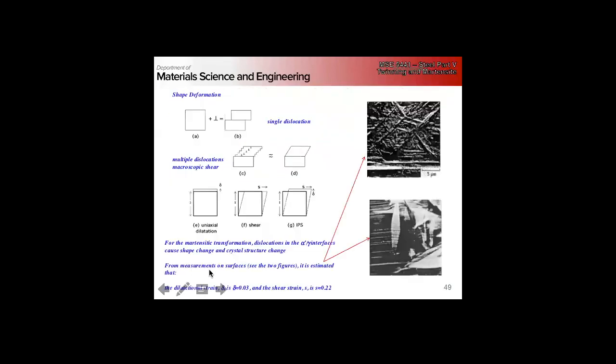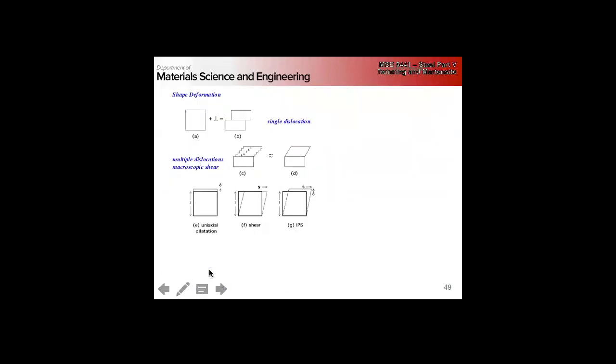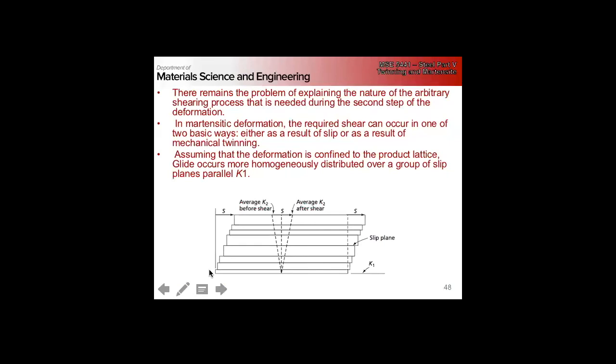All right, and then we talked about two different ways of accommodating the required shear. You can either have slipped martensite, just like a deck of cards, right? If you slip an average amount on each card, you're going to get a macroscopic shear. That's what you want. When do we typically observe slip martensite? Low carbon.